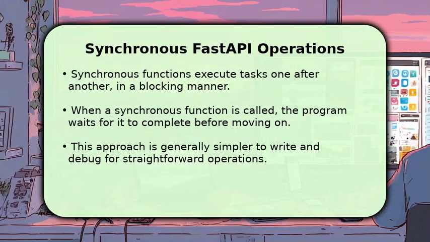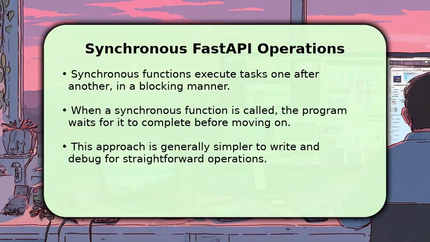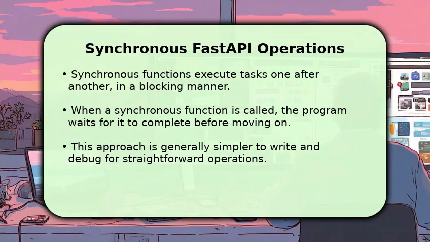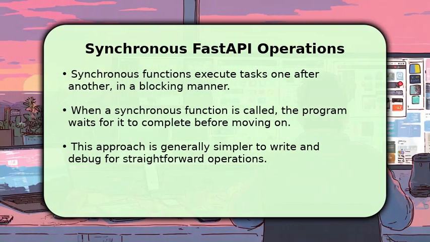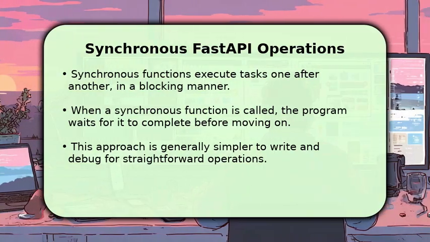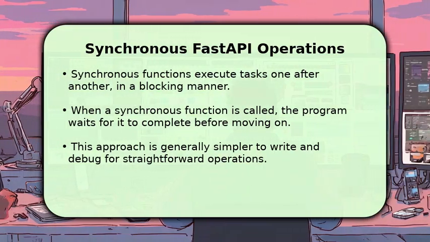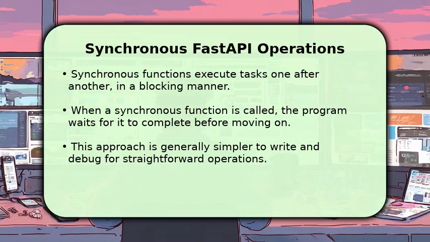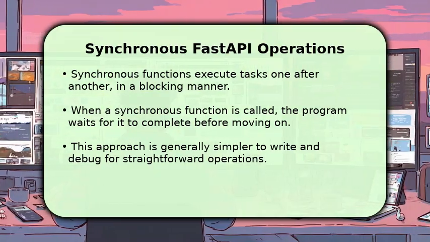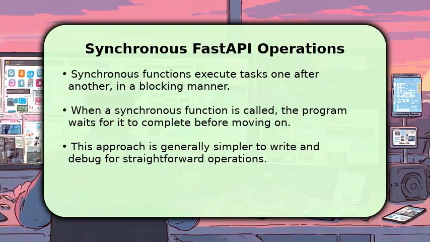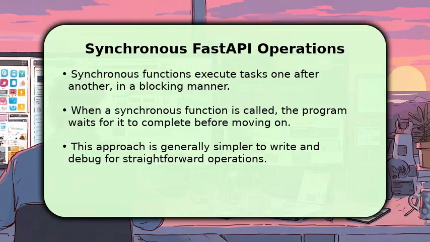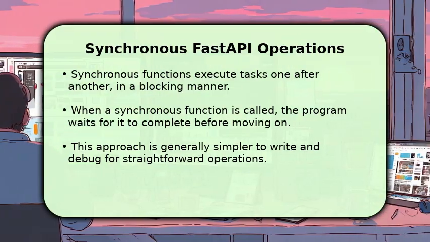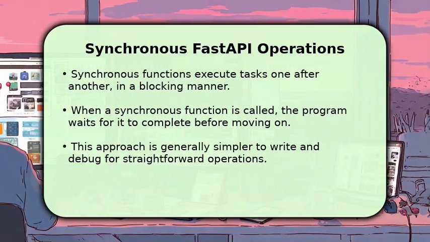Synchronous operations in FastAPI are quite straightforward. Imagine a single line of people waiting for a single cashier. Each person is served completely before the next one steps up. In code, this means a function will block the execution of other tasks until it finishes its work. This model is excellent for tasks that are CPU-bound, like complex data processing or image manipulation, where the main bottleneck is the processor itself. It's also often easier to reason about and implement for many common scenarios.